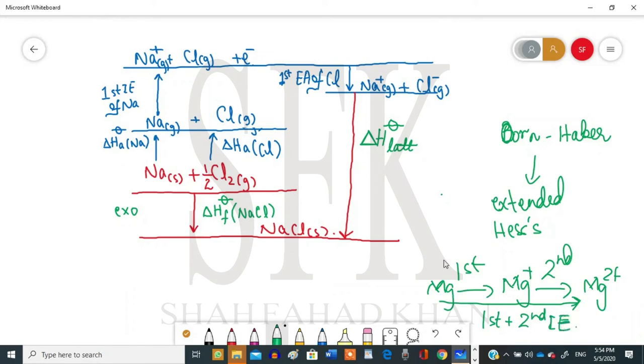But we are going to do an example of magnesium as well: magnesium chloride as a cycle.